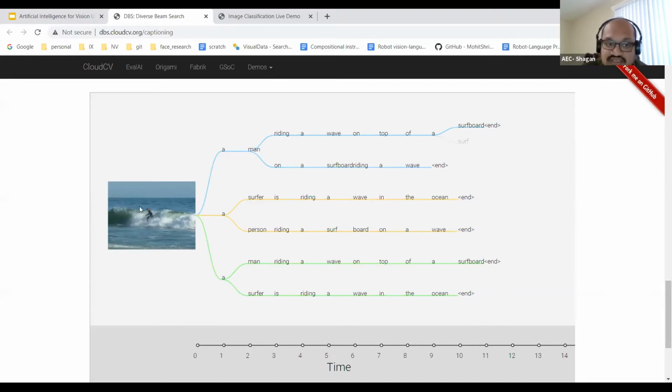You can see it here. Given this image, it found these important words like person, surf, and wave, maybe ocean, and then it tried to tie those keywords in the form of an English sentence because it has seen so many English sentences. That's the main idea behind this.